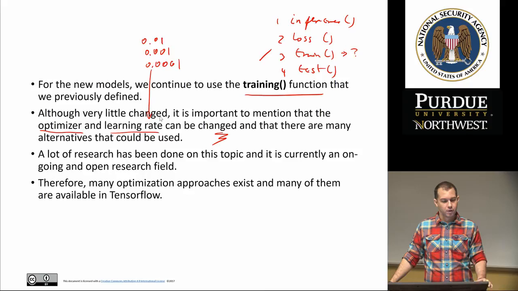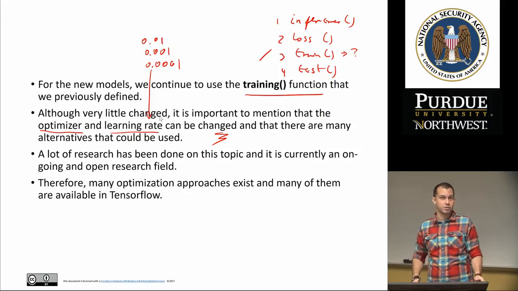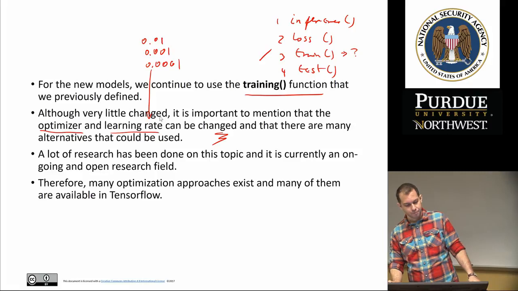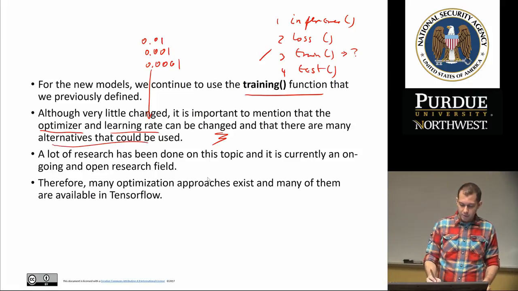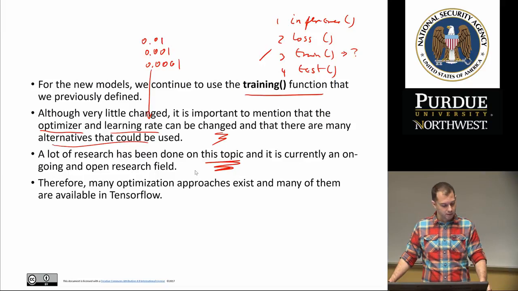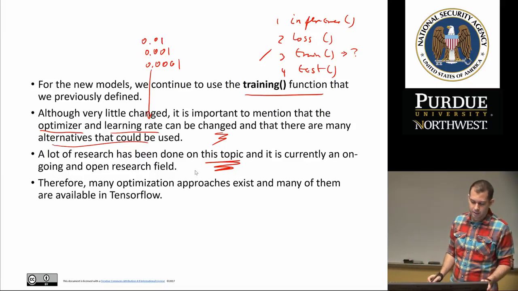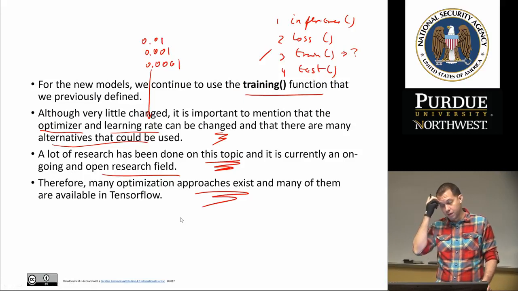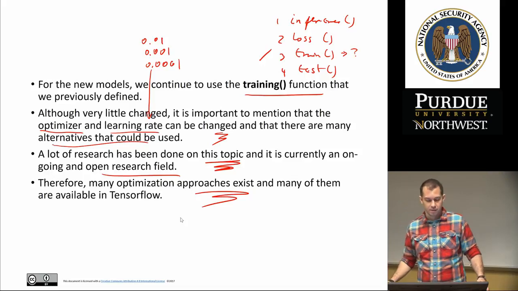Keep in mind, all these functions in TensorFlow are not just based on important theoretical frameworks, but they're also optimized. So the code is written in ways that make it faster, more efficient to process. So you don't want to use your own defined code here for the most part, but instead you want to use these built-in functions. So there are many alternatives that could be used. And a lot of research has been done on this topic. Optimization itself is a huge area of research that has been ongoing for many, many years. And it's still very much an open area of research for deep learning scientists. So currently it's an ongoing and open research field. Therefore, many optimization approaches do exist, and you can explore them by searching online. Here in our discussion in the book, we will talk about two basic approaches.